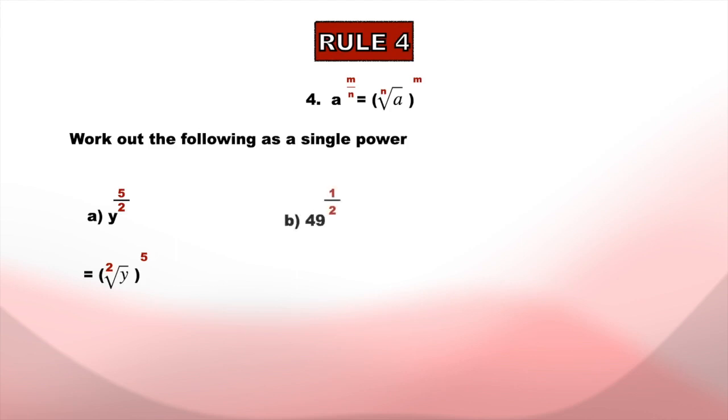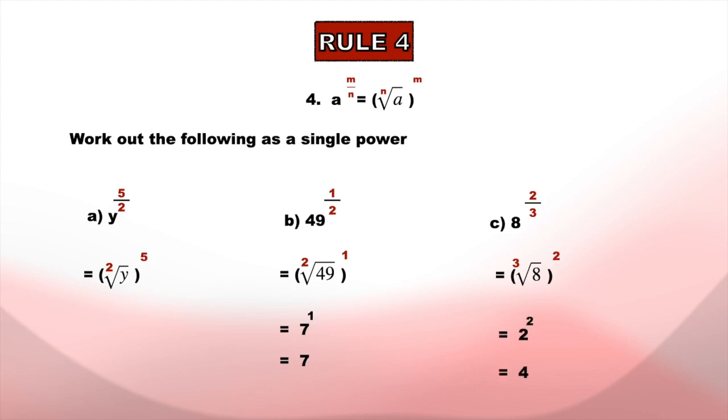Part B, 49 to the power of a half. So again, we take the denominator, square root of 49 to the power of 1. So once we've worked it out, it would be square root of 49, which is 7, and 7 to the power of 1 is the same as 7. Part C, which is 8 to the power of 2 over 3. So this time we take the cube root of 8, which would give us 2, and then 2 to the power of our numerator, which is 2, would give us 4.